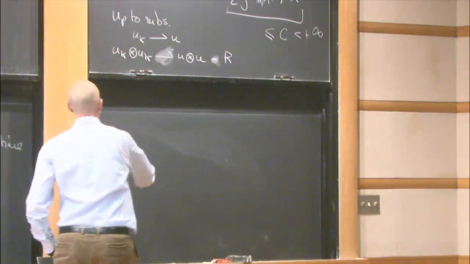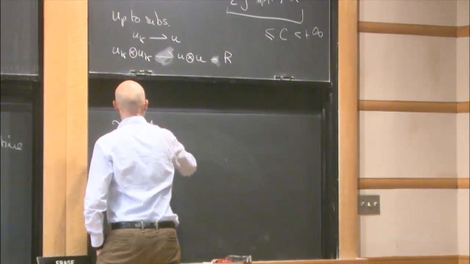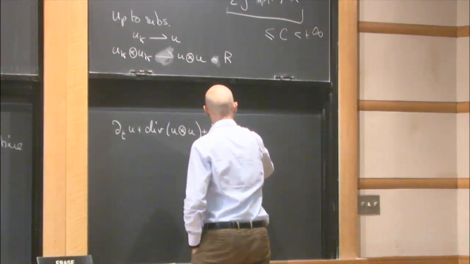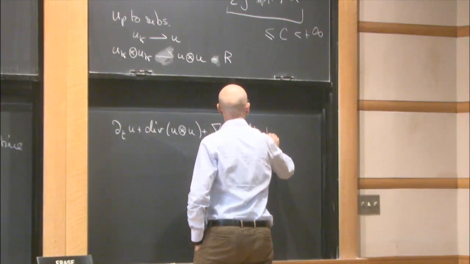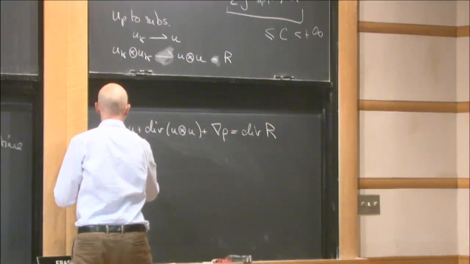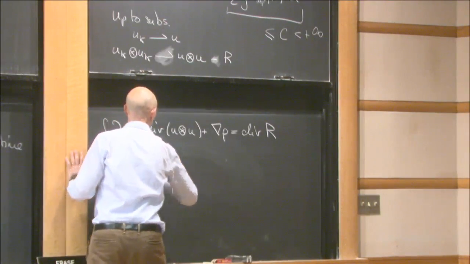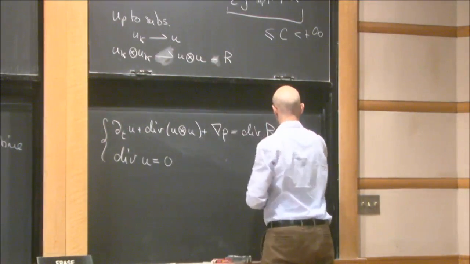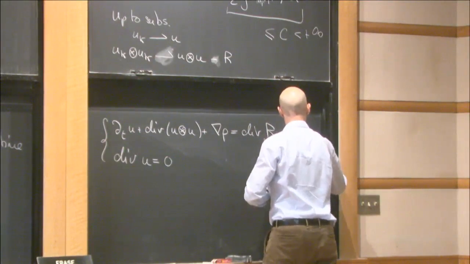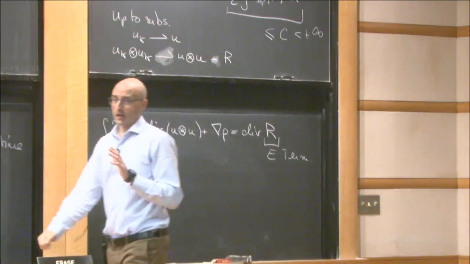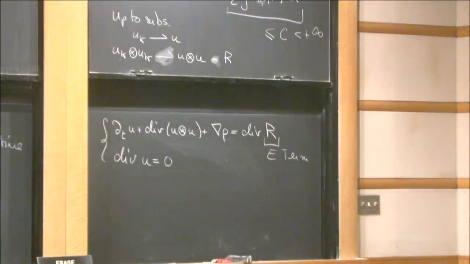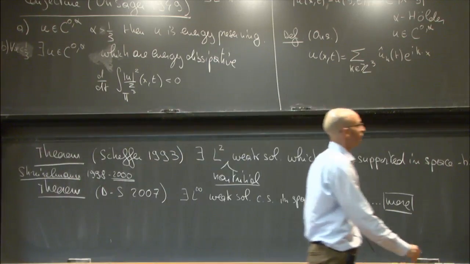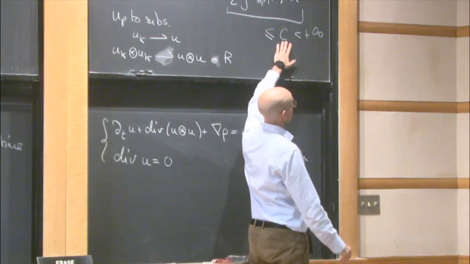OK, then you have a solution to the following forced Euler equation. So you have an error term. And this error term is not arbitrary, you can actually derive some bounds for this error term, which is coming from the fact that the total energy over here is less or equal than constant C.